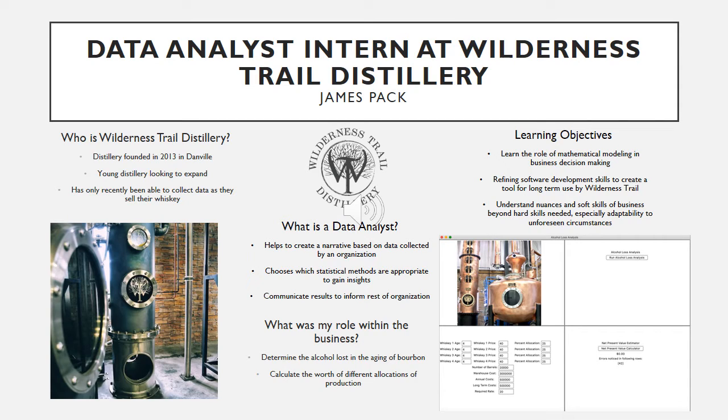So my project started with the spring semester with one of the math courses that partnered us with Wilderness Trail, and we began by choosing models and did a one-time analysis of the alcohol loss of the bourbon. We also were able to calculate the worth of the allocation of production, so if they were producing different bourbons, we were able to determine which ones were the more valuable allocations and recommend how they should age their bourbon. But then beyond that, that was the end of the spring.